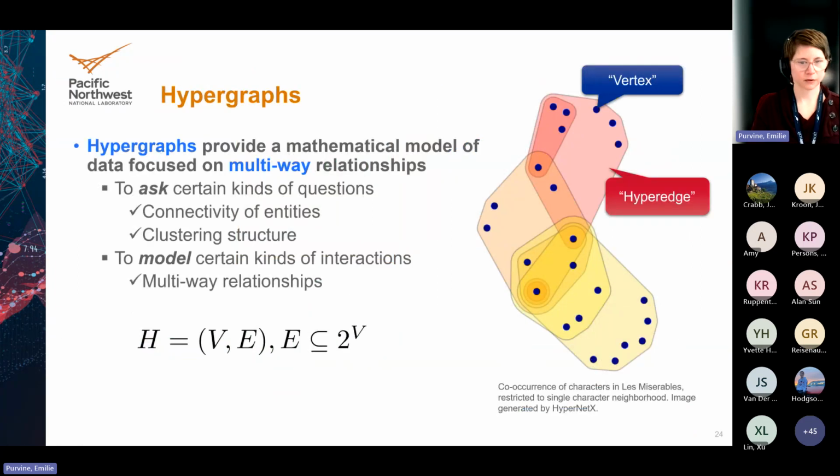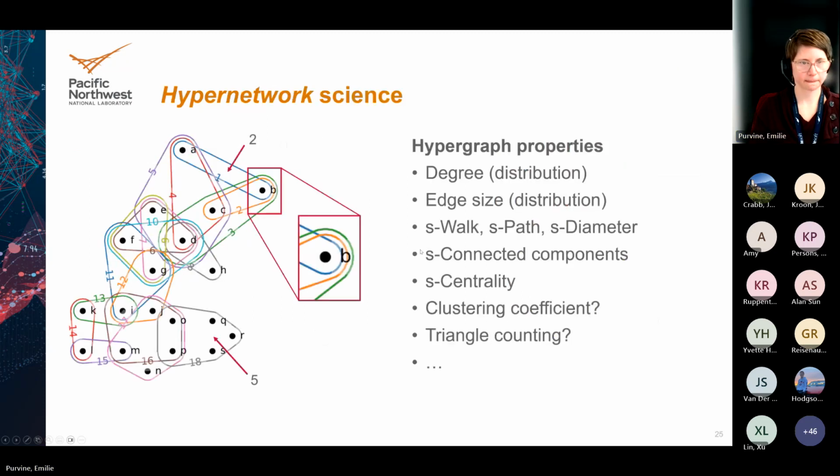So, a reminder for those of you that don't live and breathe these things like I do: hypergraphs provide a mathematical model of data focused on multi-way relationships. We've got vertices, which are our objects, could be IPs, could be users, could be malware, could be all sorts of things. And then we have groups of those vertices, which are hyperedges. Could be a port, could be a host, could be all sorts of things. And when we want to do this, we want to model these multi-way relationships.